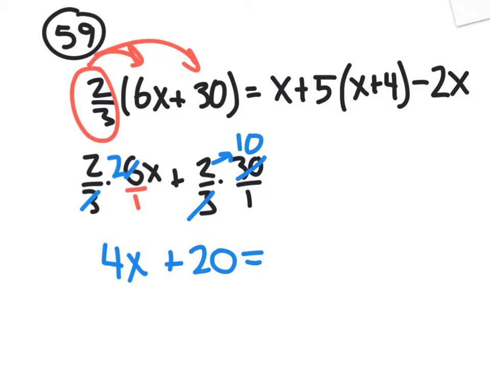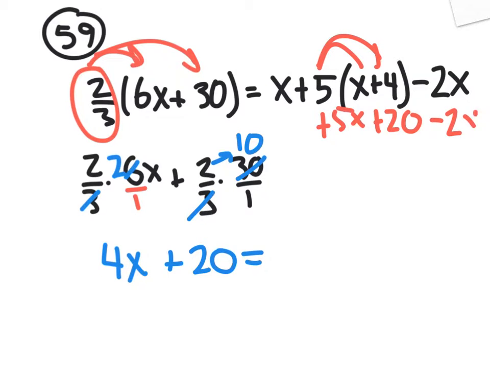No more fractions, no parentheses, nothing else to do. Everything is simplified. Let me look at the right side over here. I'm going to distribute 5 times x, that's positive 5x, and distribute 5 times 4, that's positive 20. I'm going to bring down the minus 2x and bring down the x that's in the front. And now I have 4 terms, 3 of which I could combine. What is x plus 5x? 6x. Take away 2x, 4x.